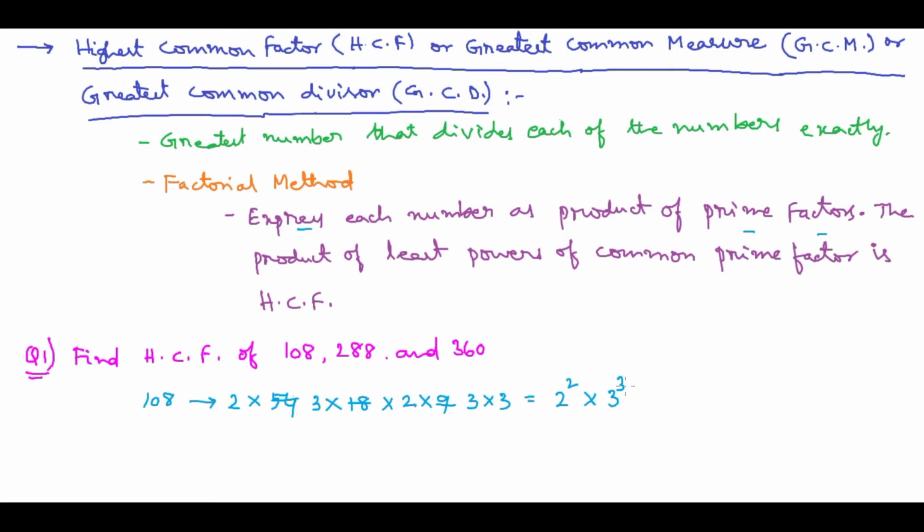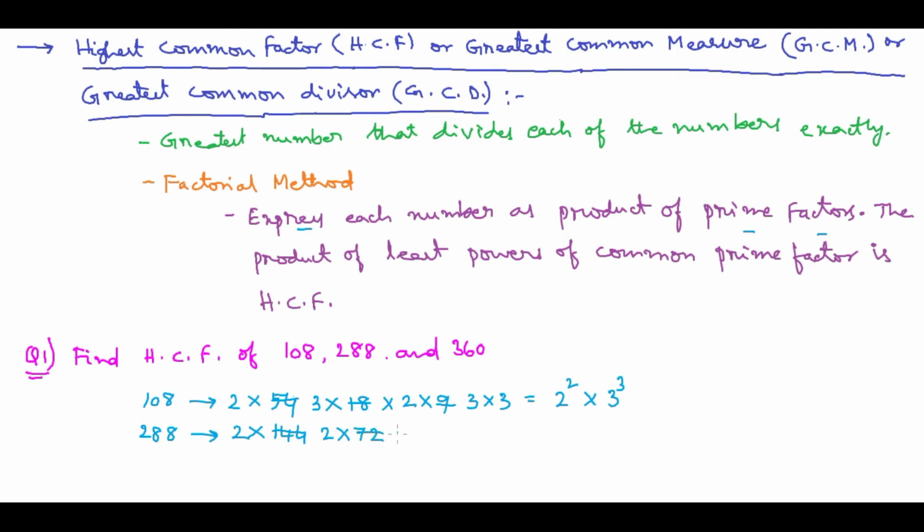Okay, that's all. So this is the factorization of 108. Next, coming to 288. So how to solve this part? 288, again 2 into 144, and 144 can again be divided by 2. So it is 72.